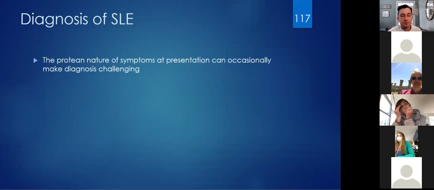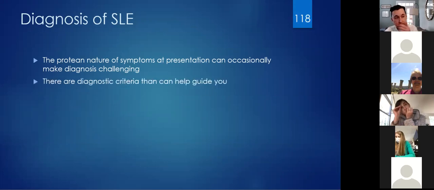And the fact that it can present in so many different ways makes the diagnosis really challenging. There are some different diagnostic criteria that can be very helpful, but again, you have to know when should I go and consult these criteria to see should I be thinking lupus.